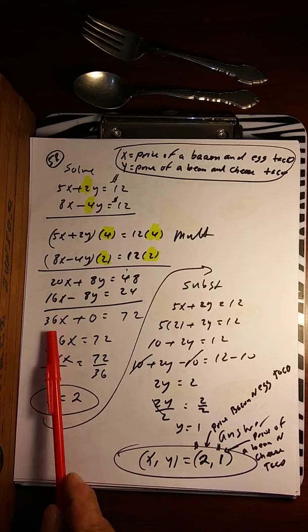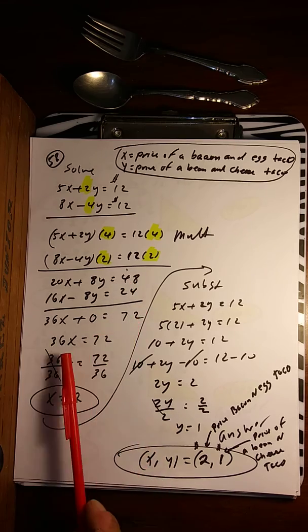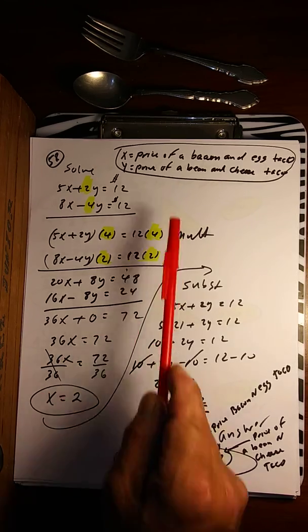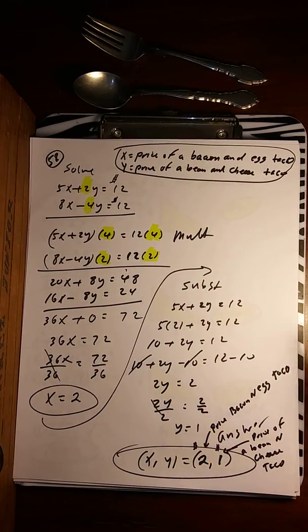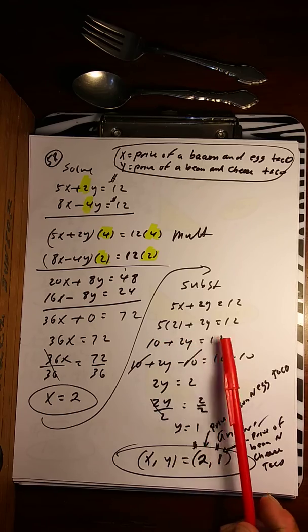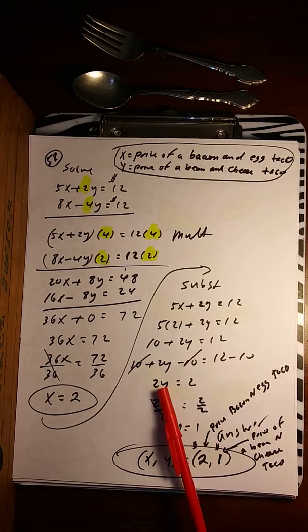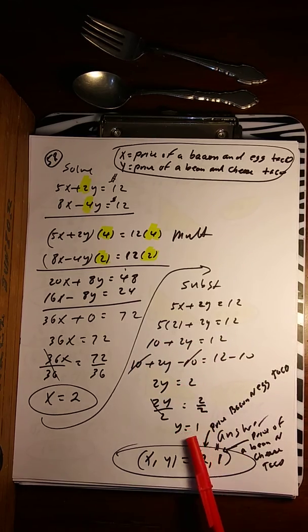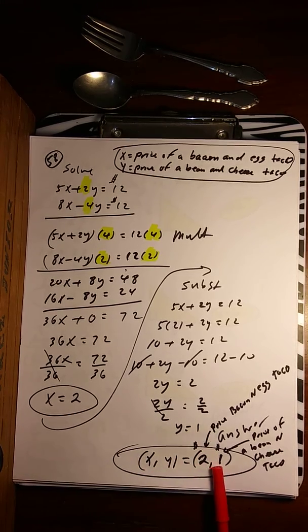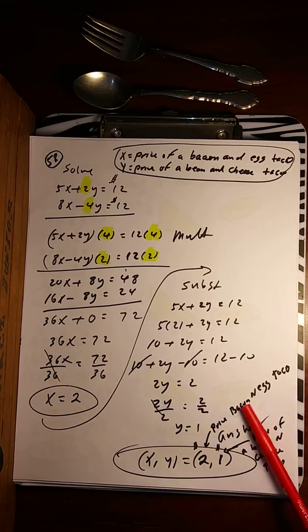So now add them straight down, 36x equals 72, divided by 36, divided by 36, x equals 2. So we know the price of the bacon and egg taco is $2. Now, from there, substitute back in here. 5x, 5 times 2 is 10, 10 plus 2y, cancel this out, 2y equals that, divided by 2, divided by 2, so y is 1. So we have x and y, x is 2, y is 1. So $2 is the bacon and egg, $1 bean and cheese.